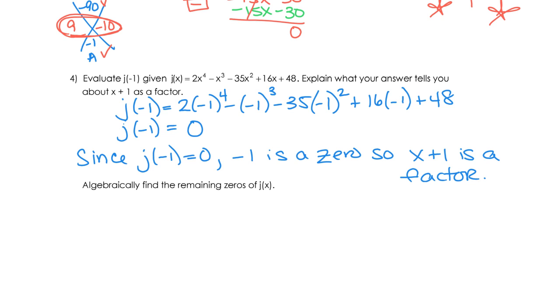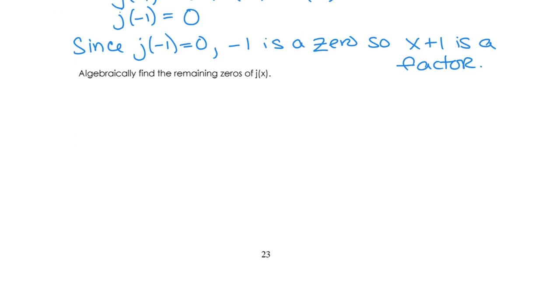Okay, so we answered the question and explained what that tells us about x plus 1 as a factor. Now we're going to answer the rest of the question, which says algebraically find the remaining zeros. So now that we have a factor of x plus 1, we're going to long divide it into the polynomial up above, which is 2x to the 4th minus x cubed minus 35x squared plus 16x plus 48.